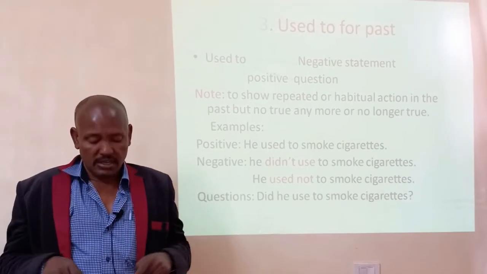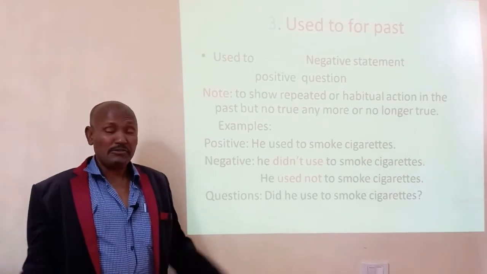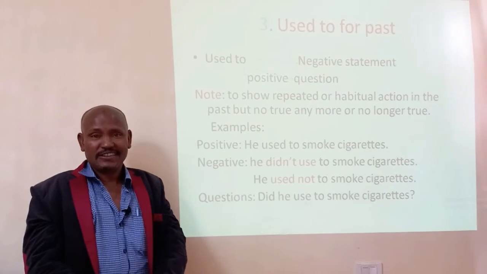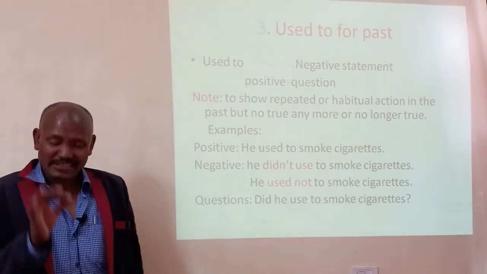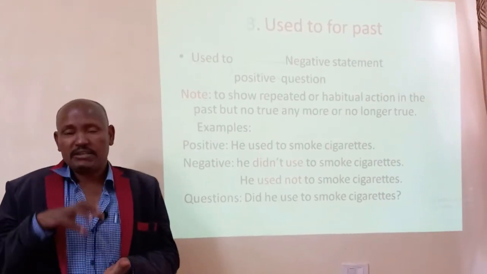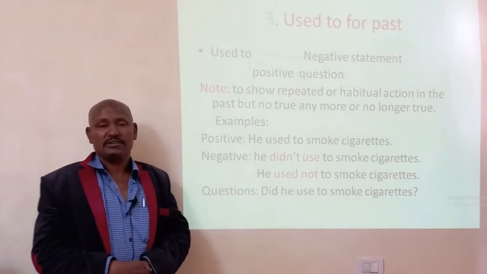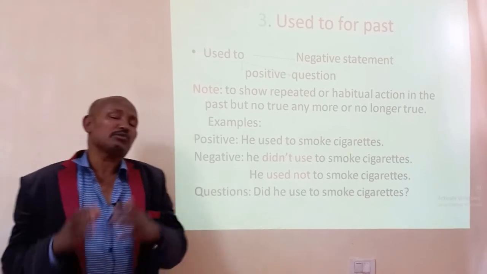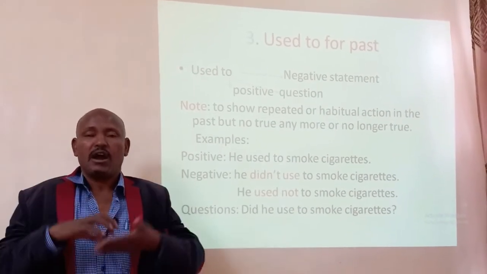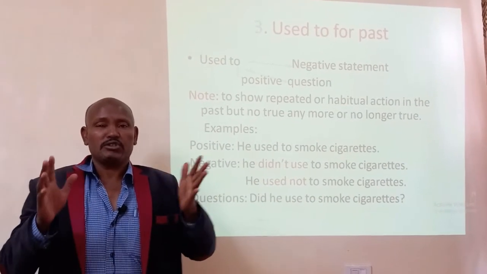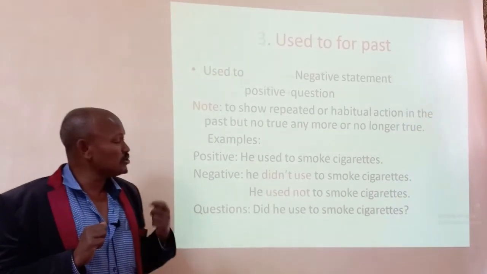he didn't smoke cigarettes but he smokes now, which is the opposite of the first one. He didn't used to smoke cigarettes means he didn't smoke before, but now he smokes. But the first, he used to smoke cigarettes, means he repeatedly smoked cigarettes but not true anymore. So they are different. For example, he used to drive a taxi, so he was a taxi driver but not true anymore. He might be a doctor or a teacher or have changed to another profession. This is what it means. Used to in question: did he used to smoke cigarettes?